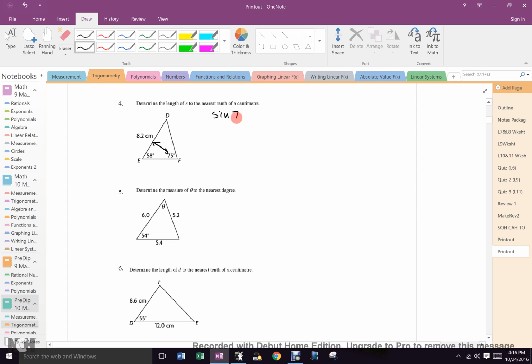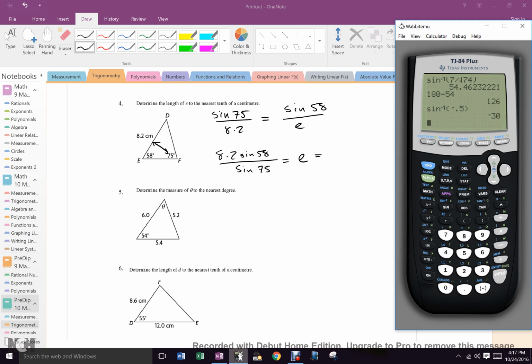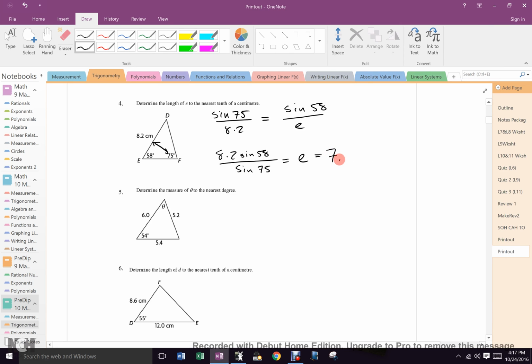So sine 75 over 8.2 equals sine 58 over little e. Cross multiply. 8.2 sine 58 divided by sine 75 gets me E. So I punch that into my calculator. 8.2 sine 58, close brackets, divided by sine 75, close brackets, equals 7.19. Let's go with 7.2. I'll highlight that because that's the right answer.